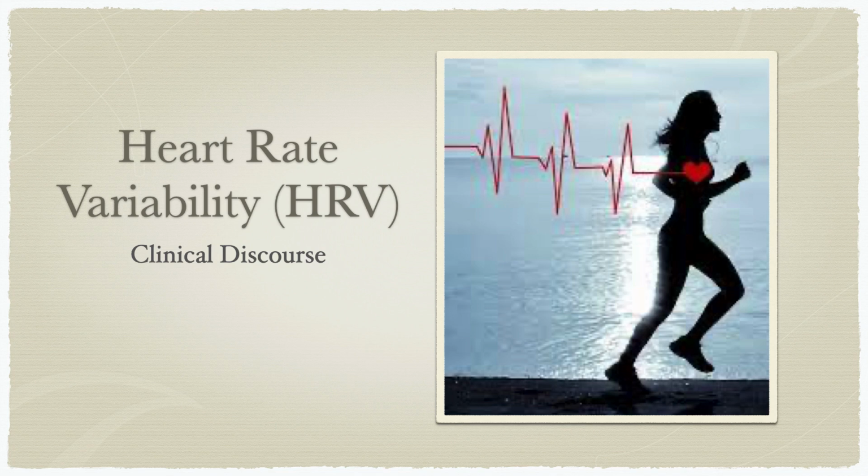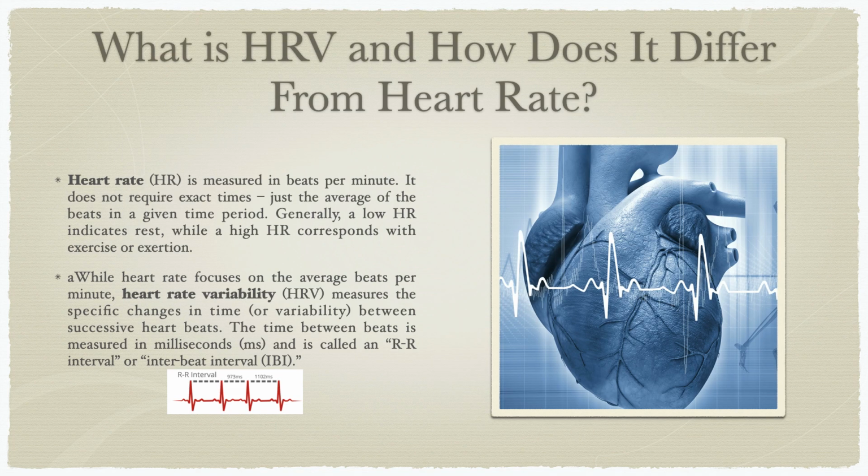First of all, heart rate variability or HRV. What might the clinical discourse be? Heart rate variability should be distinguished from heart rate. So how do heart rate variability and heart rate, or HR, differ? Heart rate can be understood to measure in beats per minute. It does not require exact times, just the average of beats in a given time period. Generally, a low heart rate indicates rest, while a high heart rate corresponds with exercise or exertion, or even tension, stress.